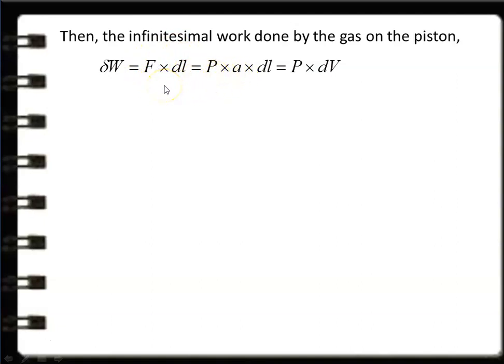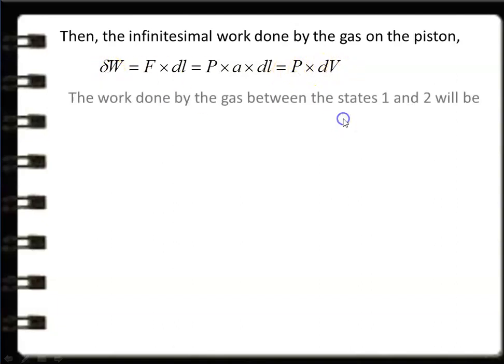So force equals pressure into area. So P into A into dL. And combining A into dL, that is dV. So area into change in the length equals dV, the change in the volume. So del W equals P into dV. And the total work done between the initial and the final state, we will obtain by integrating P into dV between V1 and V2.